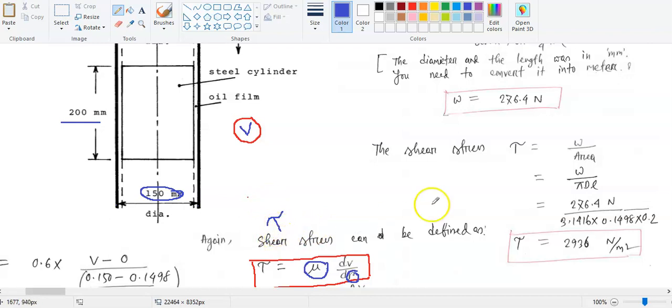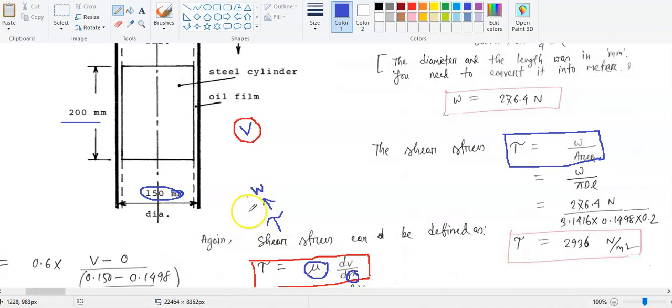Okay, so let's see the other definition. Shear stress is the weight over area. In other words, if we divide the weight by the area, then we will get the shear stress. We can easily calculate the area when we know the dimensions, length and diameter. But what we need to know is the weight. So to get this shear stress, we need to calculate the weight.